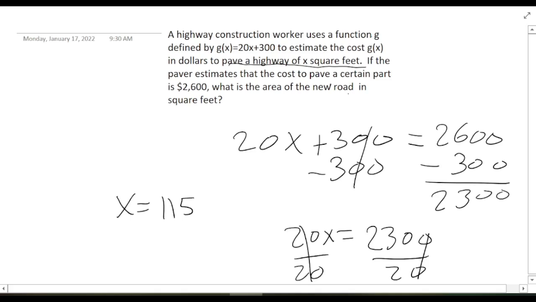So what does this mean? What does x equals 115 mean? Remember, we said that x is equal to the square feet of freshly paved road. So we can answer this. What is the area of the new road in square feet? The area of the new road in square feet will be 115 feet squared.